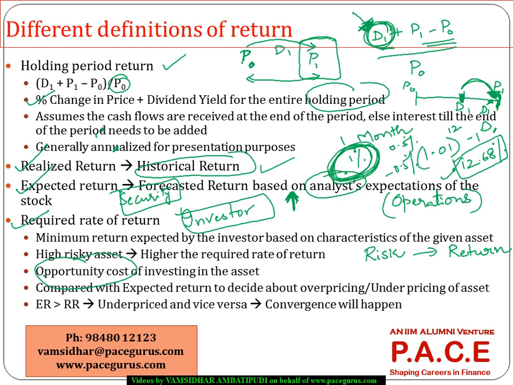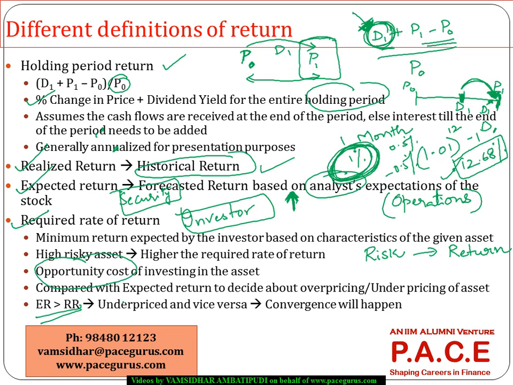Generally, for making investment decisions, people compare the required rate of return with the expected return, that is, the investors' expectations versus the actual operating performance of the company. If the company's performance is better, the expected return will be greater than the required rate of return.